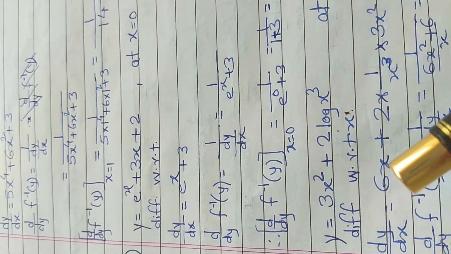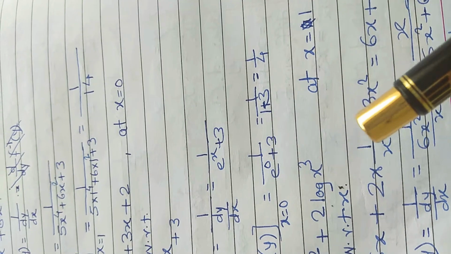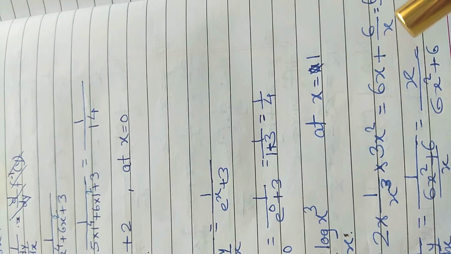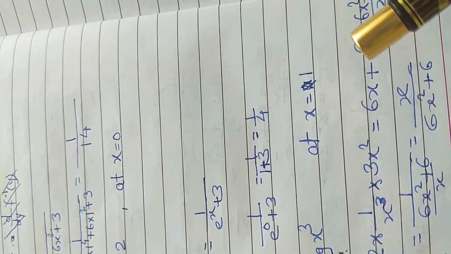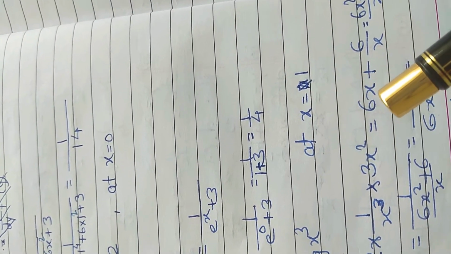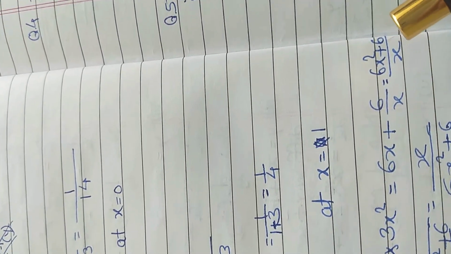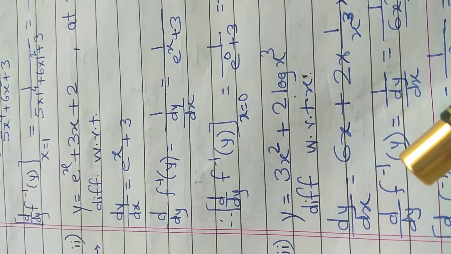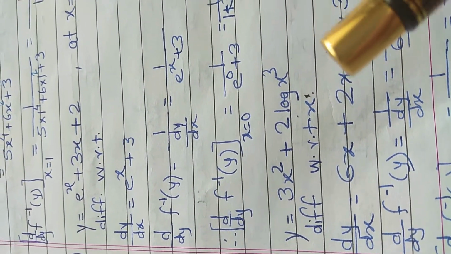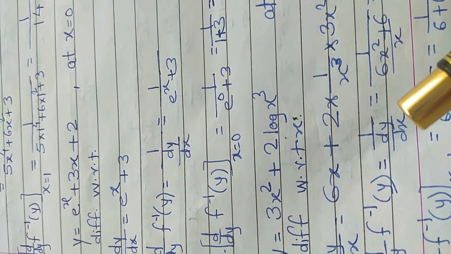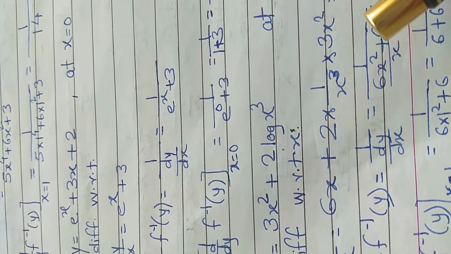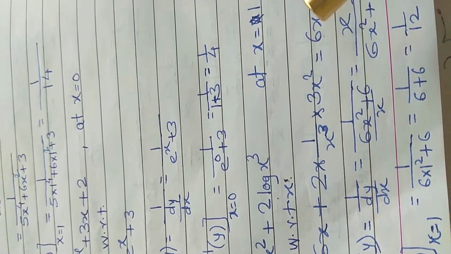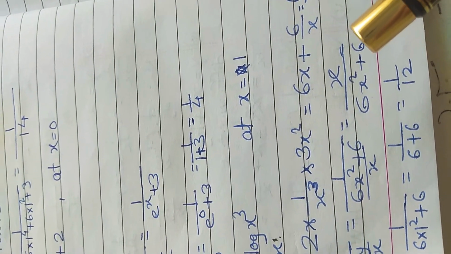So, dy by dx will be equal to this 6x plus this 6 upon x. We will simplify this. 6x into x will be 6x square, 1 into x, 1 into 6 will be 6. Therefore, 6x square plus 6 upon x is the dy by dx. Now, derivative of inverse function of y with respect to y is always equal to 1 upon dy by dx. That is 1 upon 6x square plus 6 upon x. So, we can have it as x upon 6x square plus 6.